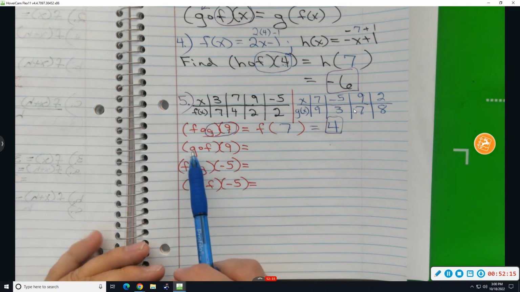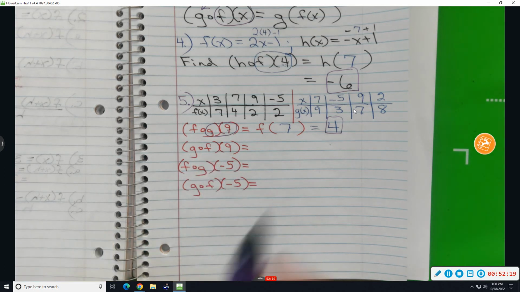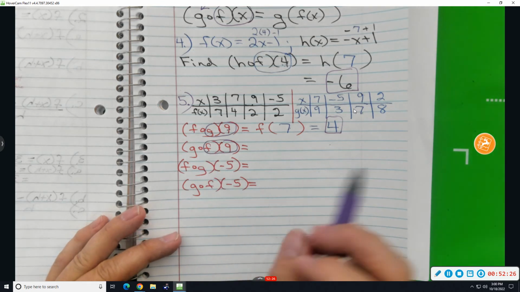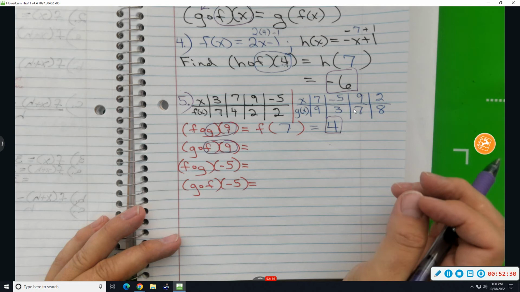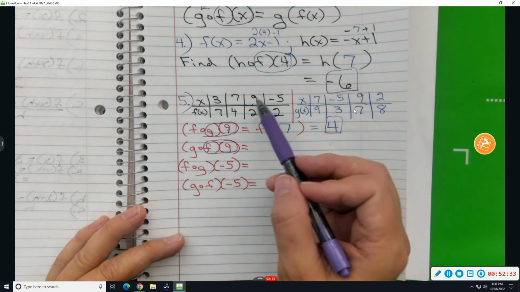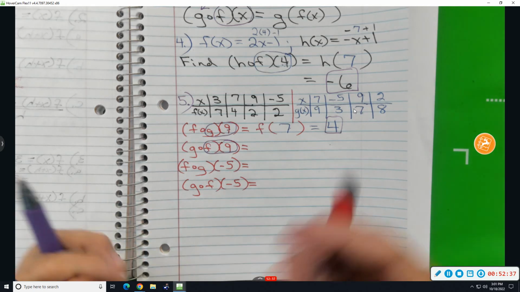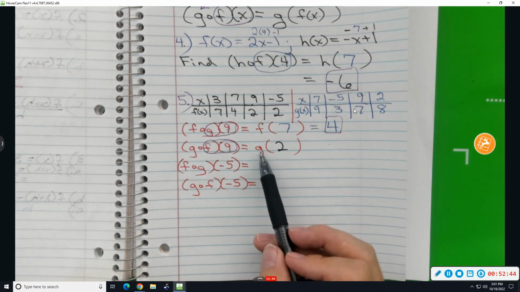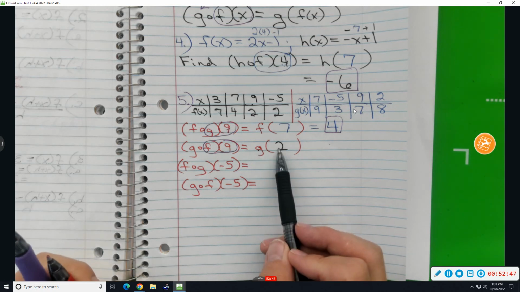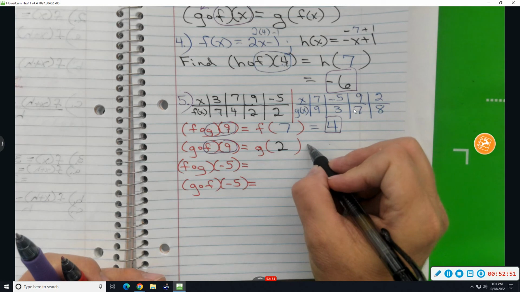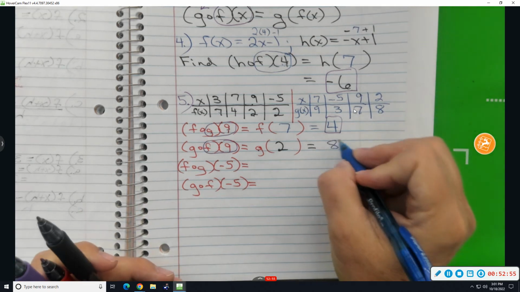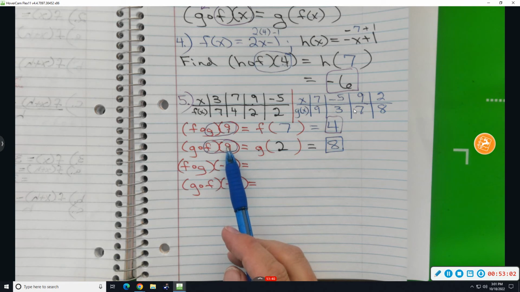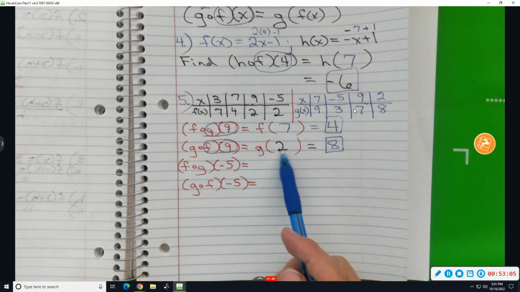G composed with F of 9. We want F of 9. Go to the F table. 9 is assigned to 2. So you have a G on the outside, and you have that 2 on the inside. Now this says go to the G table. 2 is assigned to 8. Any questions there? F assigns 9 to 2. G assigns 2 to 8.